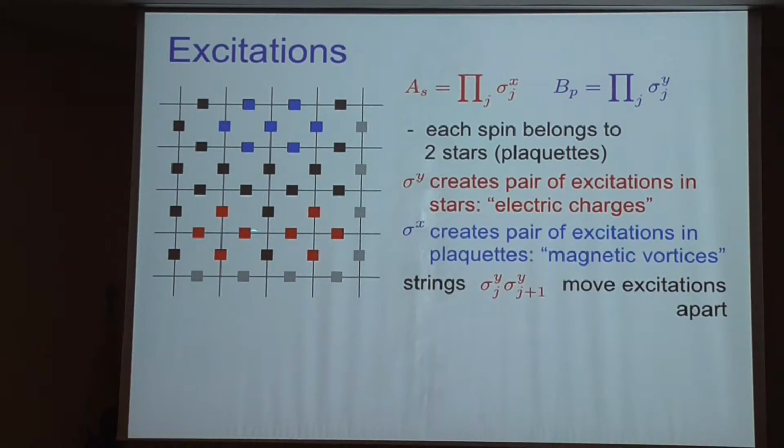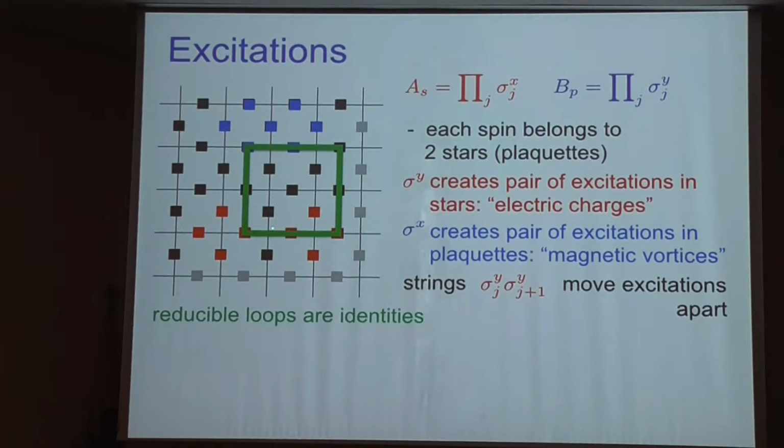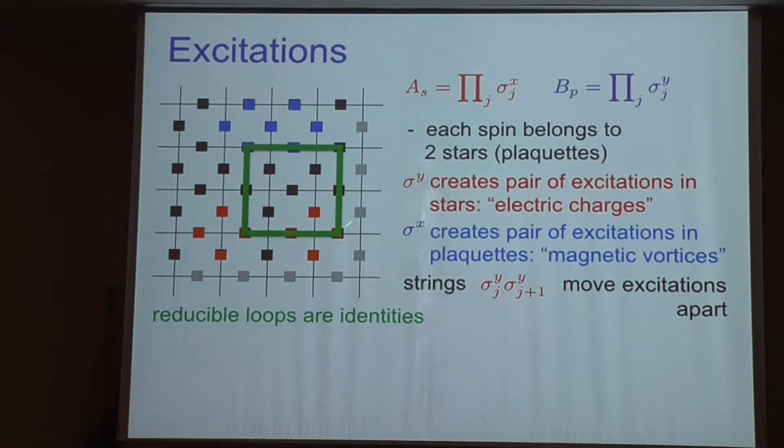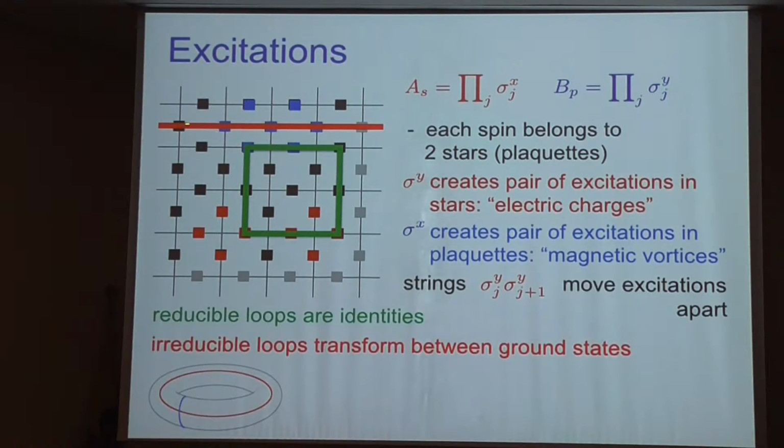And if you do then a string of such, say, sigma y's here, then this moves these excitations apart. And then there can be 2 things. If you move them along a so-called reducible loop that you can contract to 0, then this is an identity. But if you do this along an irreducible loop, so along the periodic boundary, I've drawn this here again on the torus. One of the irreducible loops is this one, and the other one is that one. So this cannot be shrunk to 0.